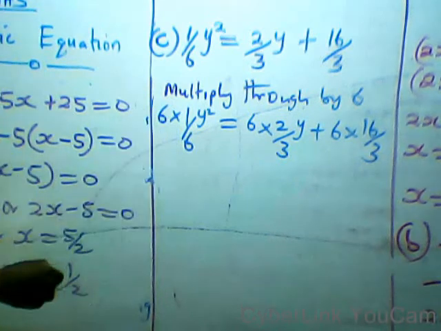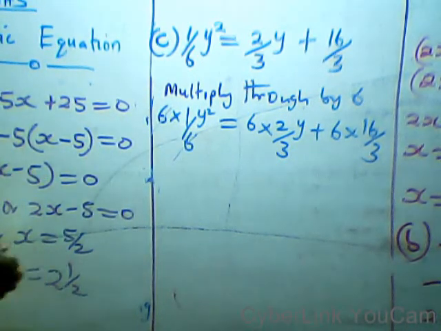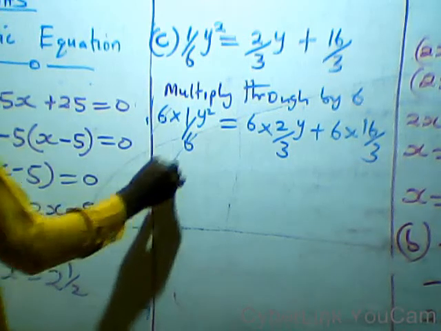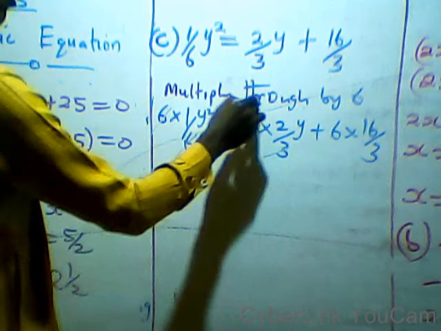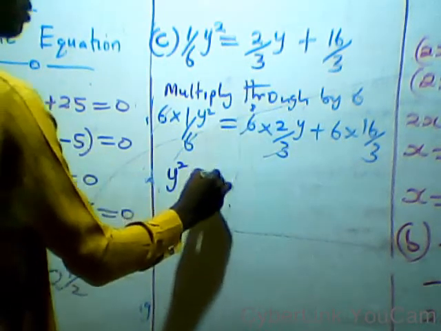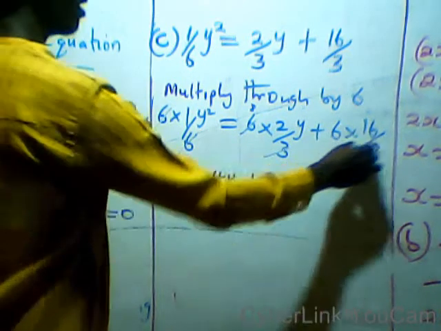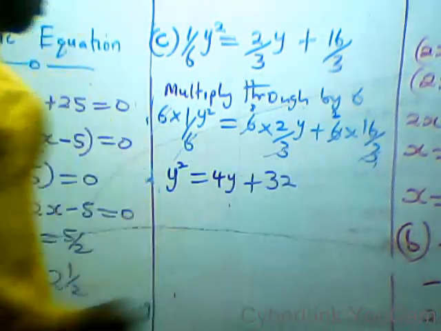Of course, I've told you when you want to cancel, you have to do a net cancellation. Be careful. Don't rough your work. So we have y squared is equal to this and this will be 2. 3 here 1, 3 here 2, 2 times 2, 4. That means 4y, then plus 3 here 1, 3 here 2, 2 times 16 is 32.